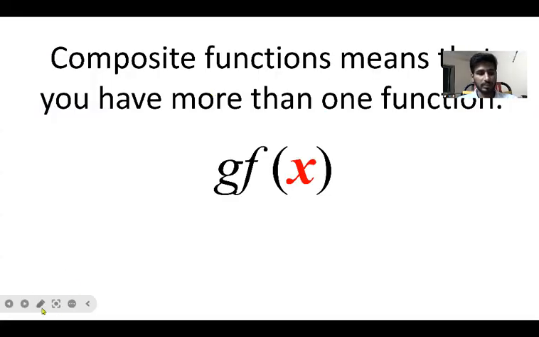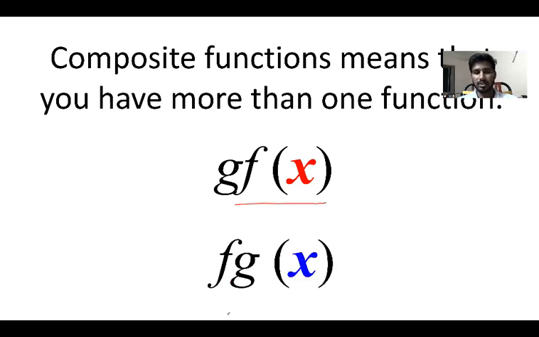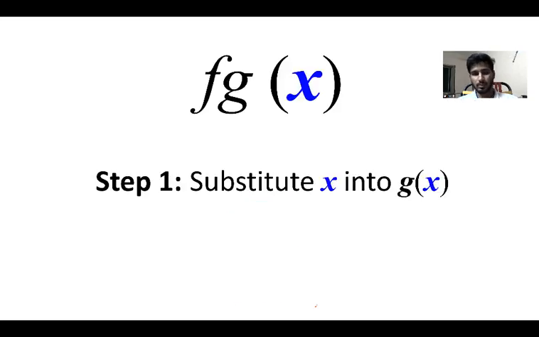Here g of f of x. It is the one function. G of f of x. It is a composite function because it represents two or more functions. And another is f of g of x. Either they are asking g of f of x or f of g of x.